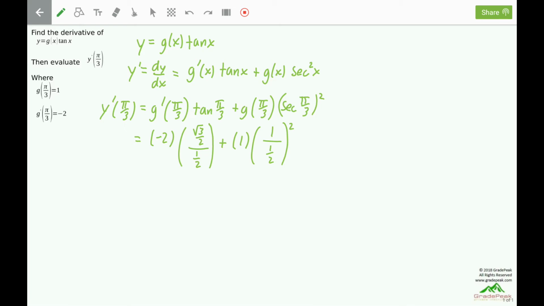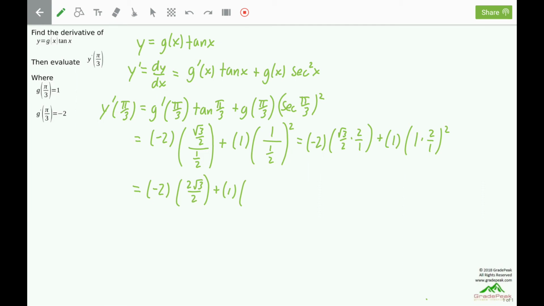Let's take those fractions in the parentheses, take the denominator fraction, reciprocate, and multiply with the numerator fraction. So we will have negative 2 times root 3 over 2 multiplied with the reciprocal of 1/2, which is 2 over 1, plus 1 times the reciprocal, which is 2 over 1, and then quantity squared. So this will then give us negative 2 times, multiply the numerators, 2 root 3, multiply the denominators, that'll be 2, plus 1 times 2 is 2, 2 over 1 is still 2, so that'll just be 2 squared.